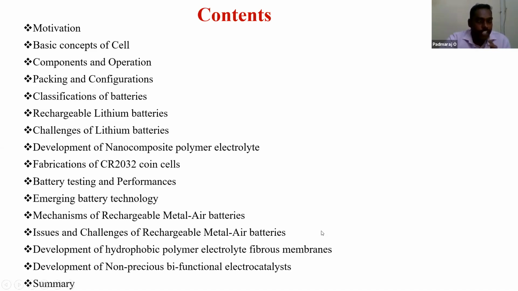So first I will highlight the issues, the challenges, and what we have to do to work on them. Some of the challenges I will highlight are based on my research experience: the development of hydrophobic polymer electrolyte fibrous membrane and non-precious bifunctional electrode catalysts for overcoming the existing issues, especially in emerging battery technology. Then I will give the summary of my presentation.